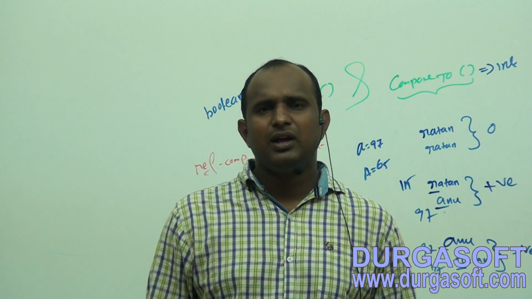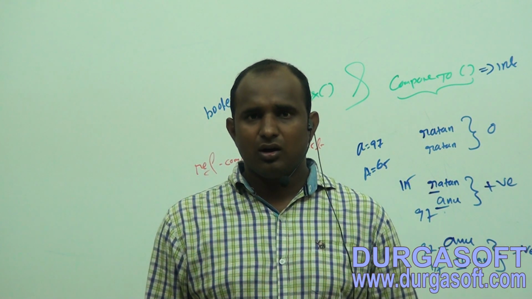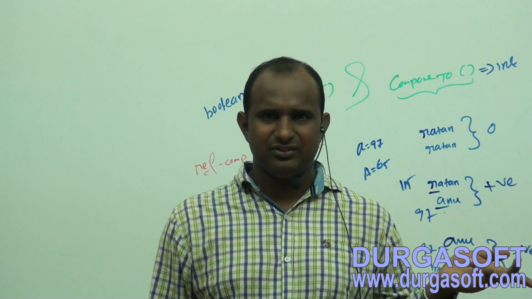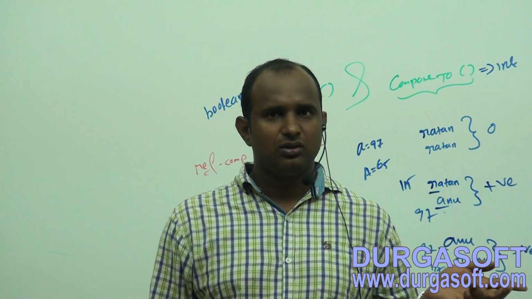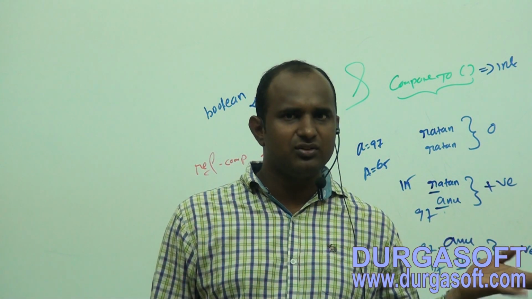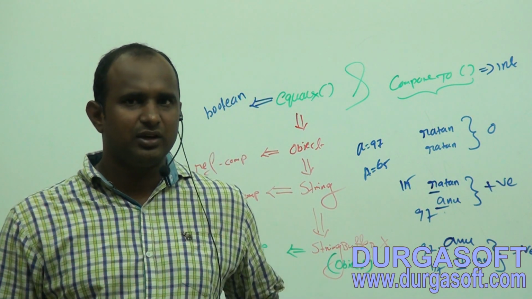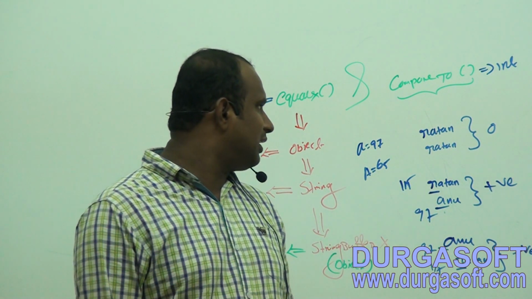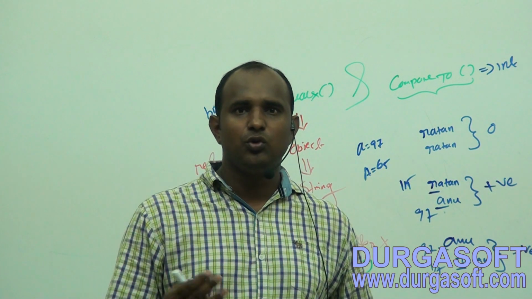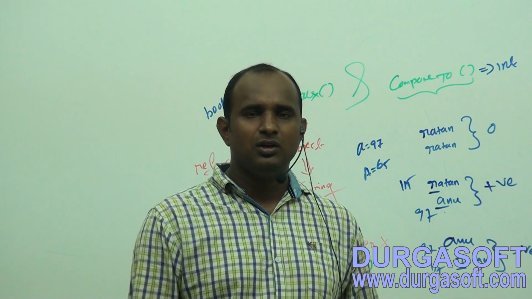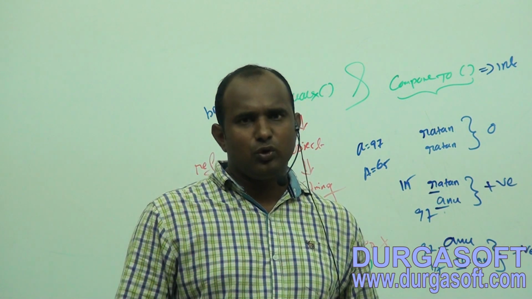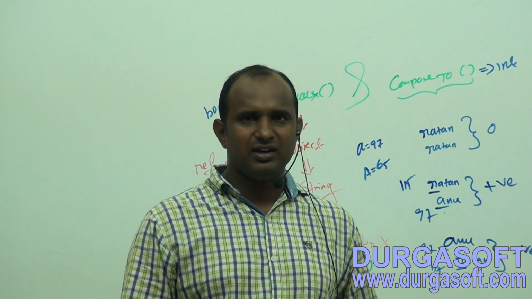Now coming to the compareTo method. What is the return type of the compareTo method? Integer. If two strings are equal, it returns 0. If two strings are not equal, it returns either a positive value or a negative value. It returns a positive value when the first string's first character Unicode value is bigger. Otherwise, if the first string's first character Unicode value is smaller than the second string's, it returns negative.